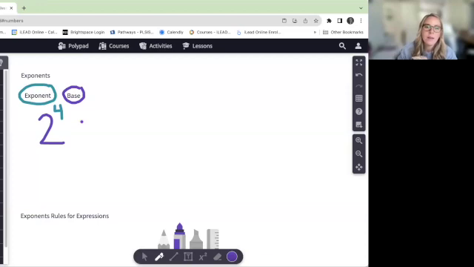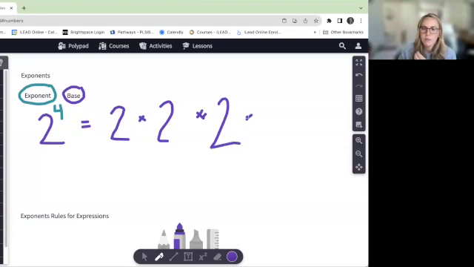It's different. So the way you would read this and solve it would be that you have your 2, which is the base, multiplied by itself 4 times. So 2 times 2 times 2 times 2. That is what this is equal to.